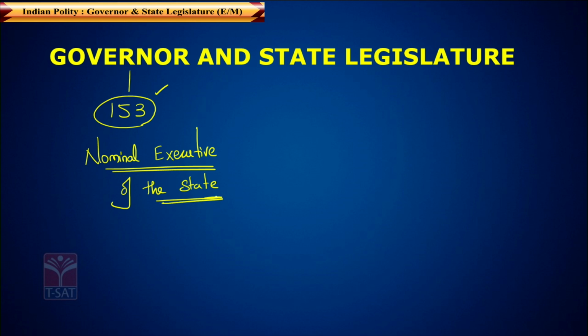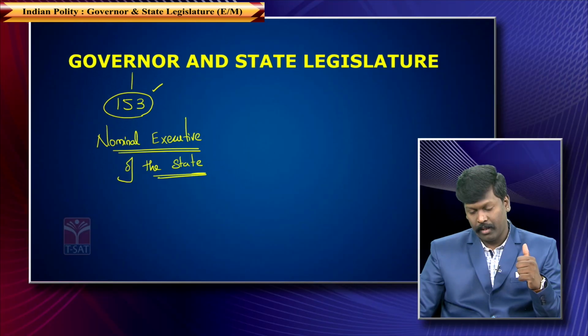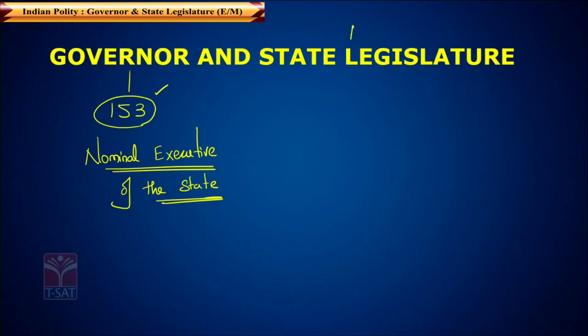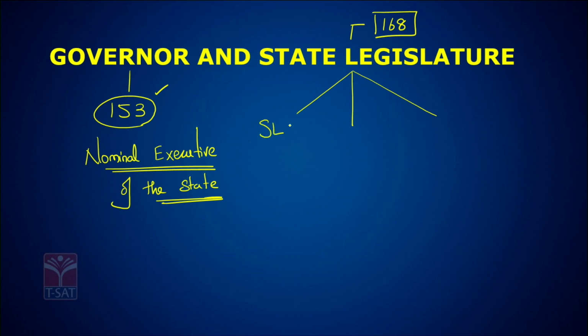Now state legislature. Article 168 of the Constitution defines a state legislature. According to Article 168, state legislature is defined as three things: State Legislative Council, the governor, and the State Legislative Assembly.